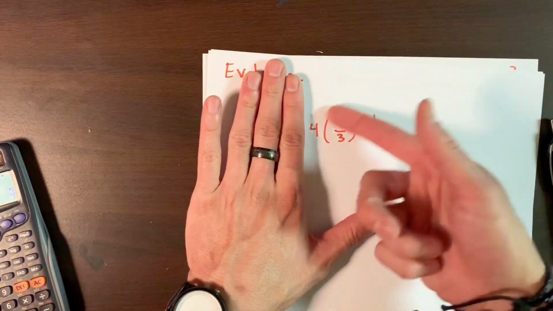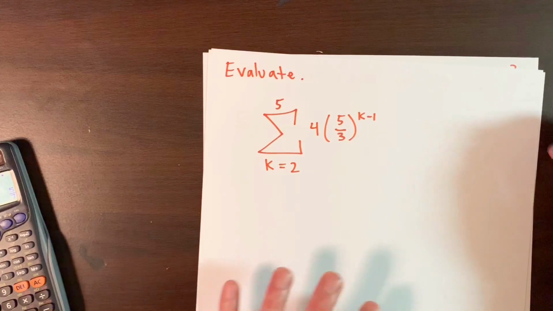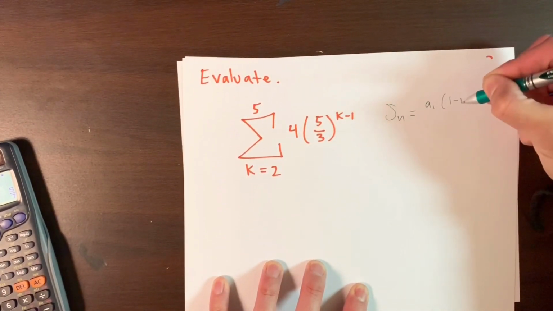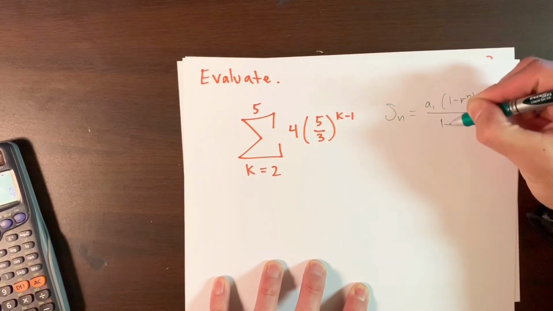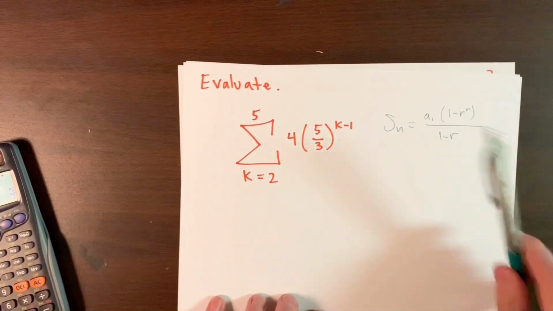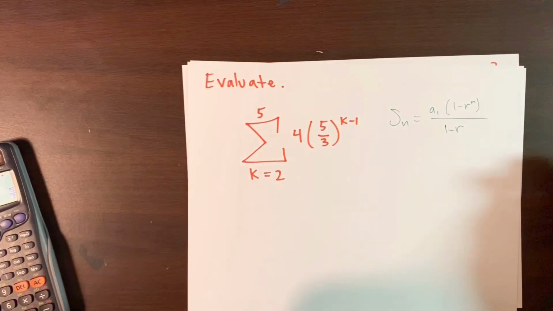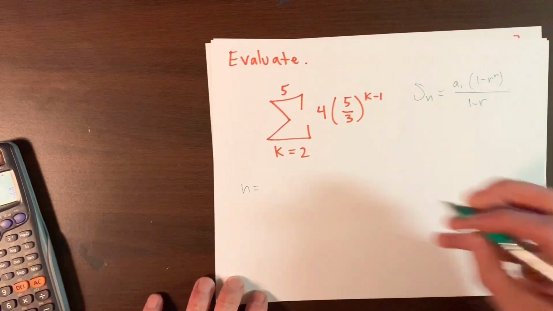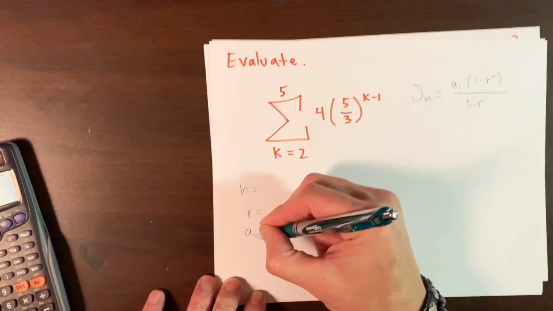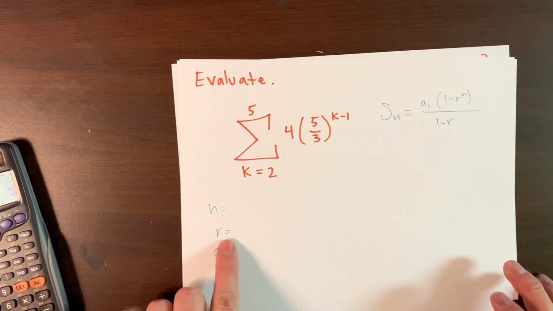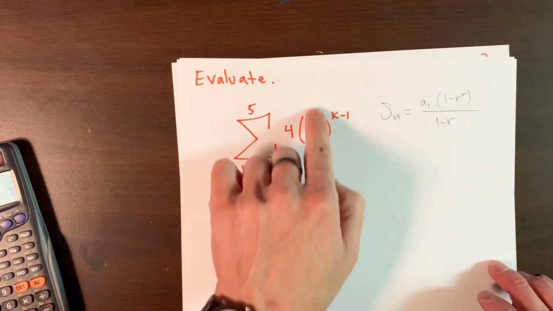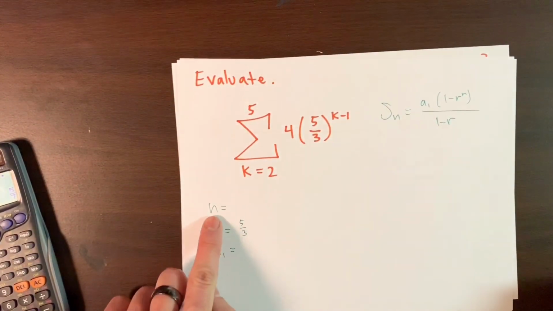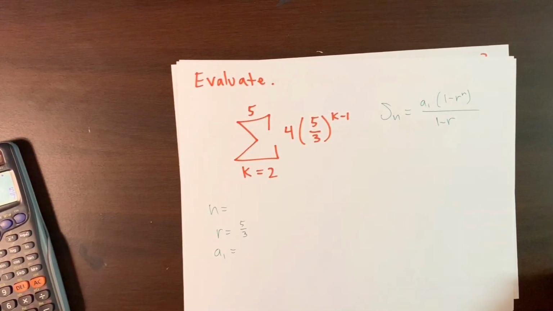This looks like a geometric sequence, so this is going to be a geometric series, the formula for which says this. Remember this one? You need 3 things. You need to tell it what n is, what r is, and what a1 is. So r, your common ratio, is the stuff that is being powered: 5/3. N is the number of numbers being added.